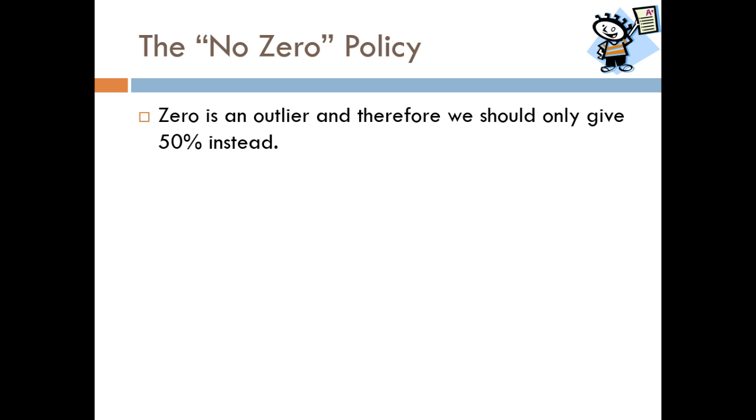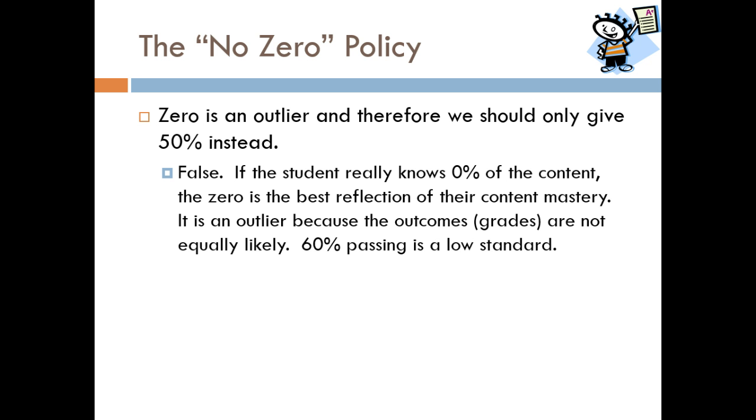So my question is what's the 0 for? Okay. If the student really knows 0% of the content, then 0 is the best reflection of their content mastery. So if we're only taking a grade on the summatives, then we don't care if 0 is an outlier. It's representative of their content mastery on that particular topic or skill. Okay.